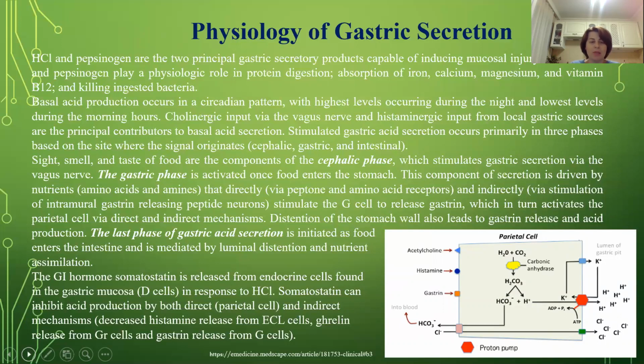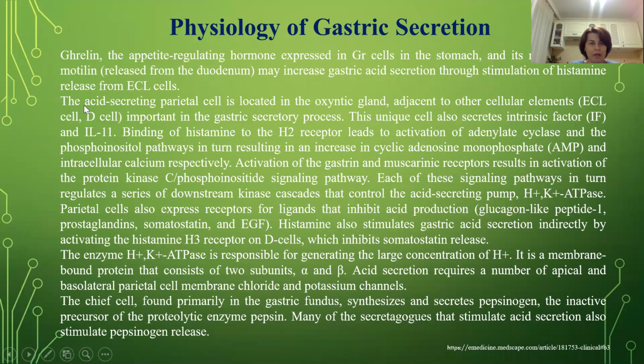Somatostatin can inhibit acid production by both direct parietal cell and indirect mechanisms. Ghrelin, the appetite-regulating hormone expressed in GR cells in the stomach, and its related peptide motilin, may increase gastric acid secretion through stimulation of histamine release from ECL cells. The acid-secreting parietal cell is located in the oxyntic gland, and it's important for the gastric secretory process. This unique cell also secretes intrinsic factor and interleukin-11.